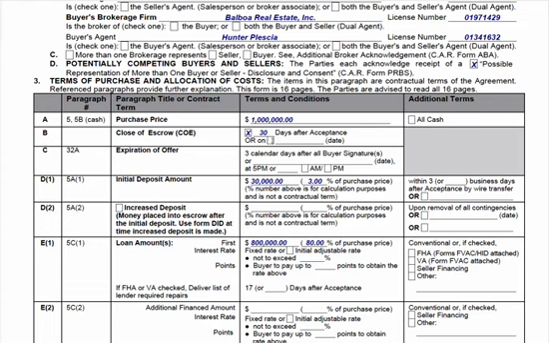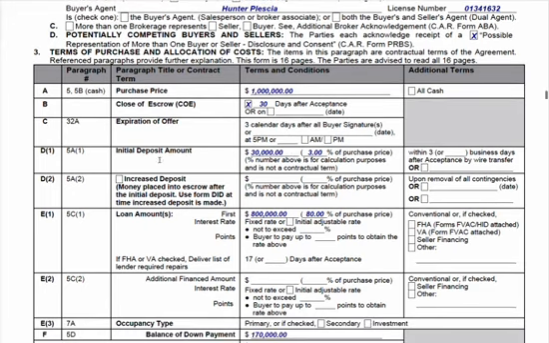Now, you can check this box and write a definitive calendar date if you want, but I'm just, again, doing what's most common. Expiration, I would leave this alone. It expires 3 calendar days. Or if you want to shorten the timeline, you can put a date here, maybe tomorrow or the next day, and that will put a little more pressure on the seller to figure out what they want to do with your offer. Initial deposit amount, also called an EMD or earnest money deposit.